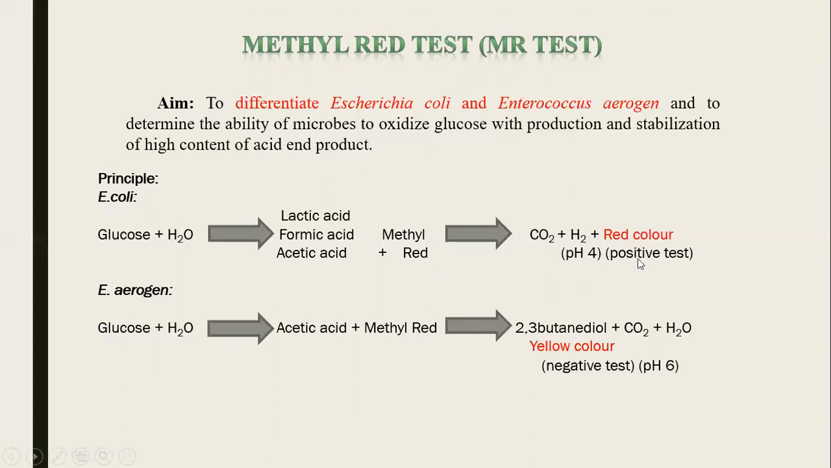That indicates a positive test. Whereas Enterobacter aerogenes, when it is inoculated in a glucose medium and after incubation, produces a little amount of acetic acid. So when methyl red is added, it produces 2,3-butanediol. So the color of the medium is yellow, hence it is a negative test.